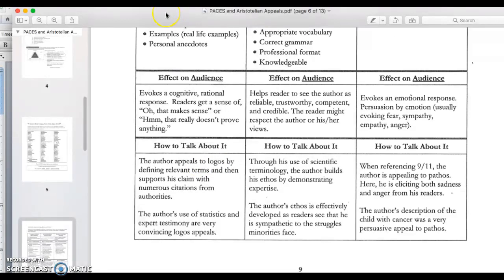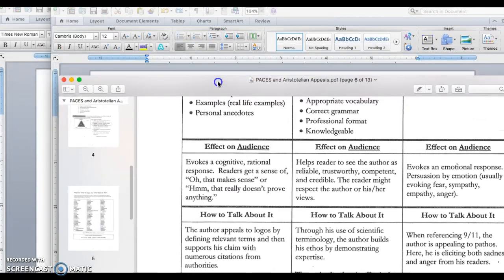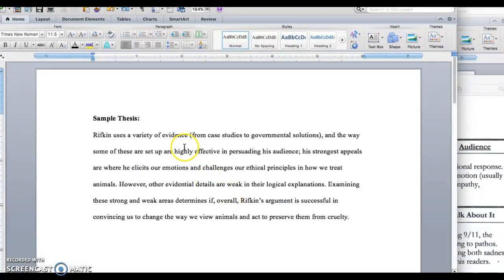So let's go ahead and look at a sample thesis. And it's on Rifkin's article, A Change of Heart About Animals, which on this content page you should quickly preview, because then you'll have an idea of what his argument is about. And this is my evaluative thesis on how he effectively uses the appeals, okay? This is me coming in and evaluating how effective I think Rifkin is. So I'm going to read this to you and highlight some things to pay attention to.